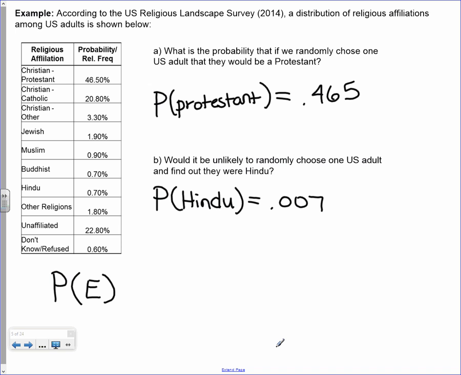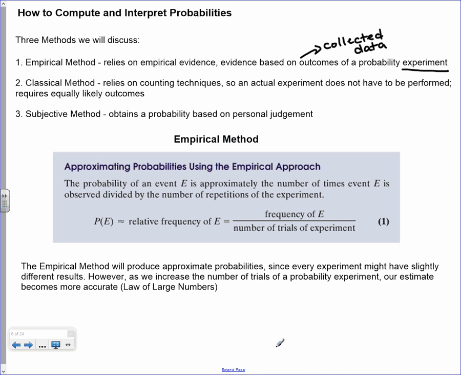Here's when we're calculating some probabilities. We've got two ways to calculate probabilities, the empirical method and the classical method. Okay, the empirical method we're going to use when we actually have data and we've collected that data and we're going to calculate some probabilities based off of it. Classical method is you don't actually do an experiment, okay? You're just going to rely on counting techniques.